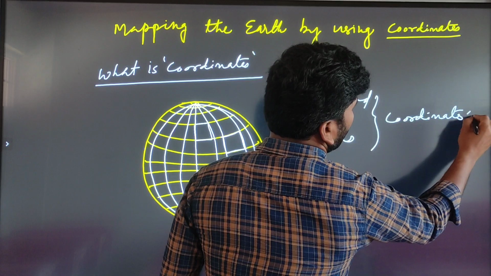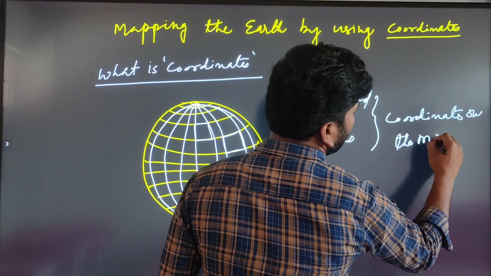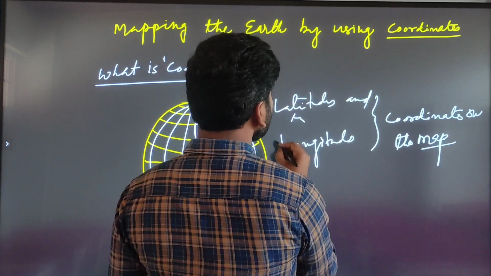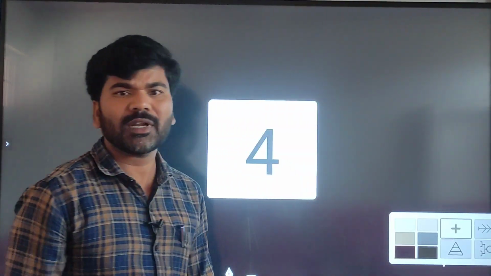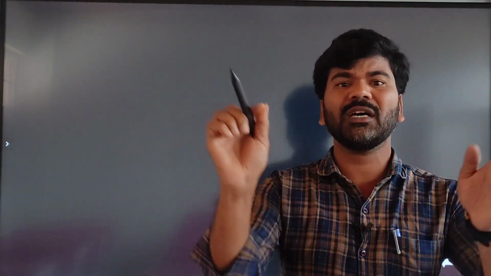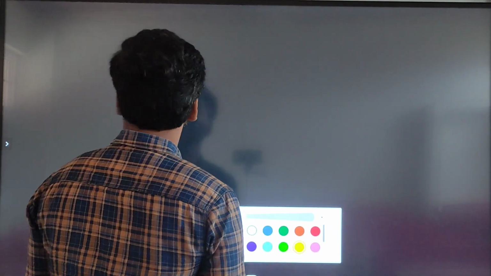Coordinates on the map. With the help of latitudes and longitudes, we can measure the earth. We can map the earth, or we can locate a place on the map. So let us come to the details about latitude.